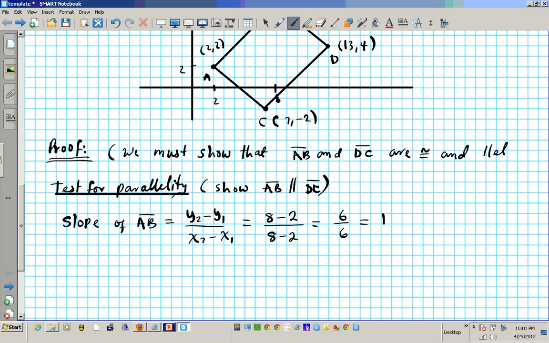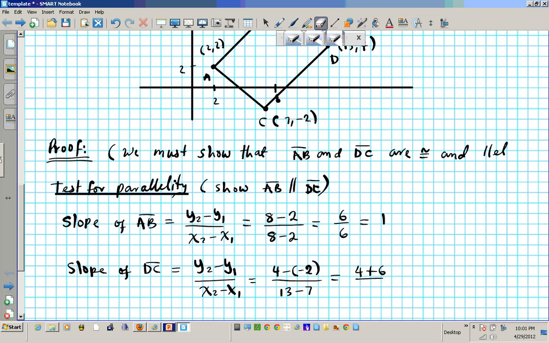Now next we need to find the slope of segment DC, using the same formula, y2 minus y1 over x2 minus x1. This is my x1, y1, this is my x2, y2. To find the slope, I'll subtract the y's, which is 4 minus negative 2, over the difference of the x's, 13 minus 7. Since this is two minuses, I'll multiply them and it becomes a plus. So I have 4 plus 6.